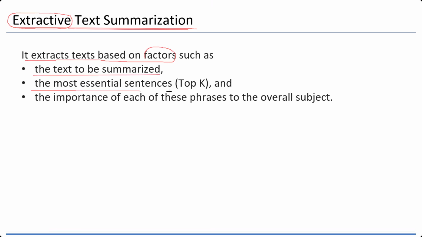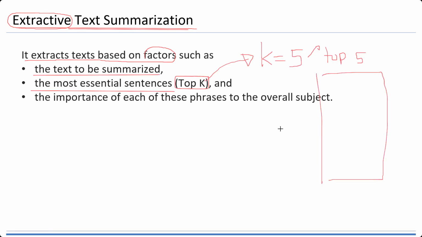The other thing is that we need to find the most essential sentences. We say top K, which means we can define the K. If the K is 5, it means I'm going to select the top 5 sentences. Let's say we have 100 sentences, then I will select only the top 5. That's the meaning of top K.